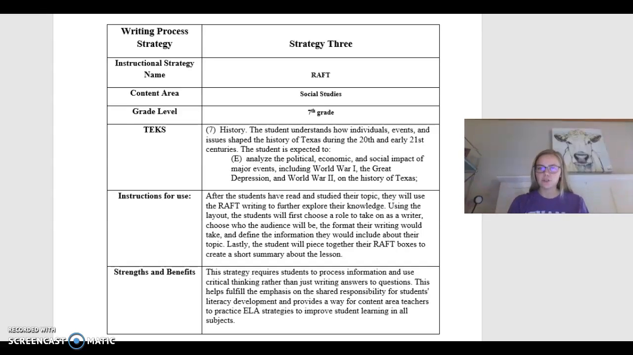Hey everyone, it's Ronnie. This is my third writing process strategy, and this is the RAFT strategy.